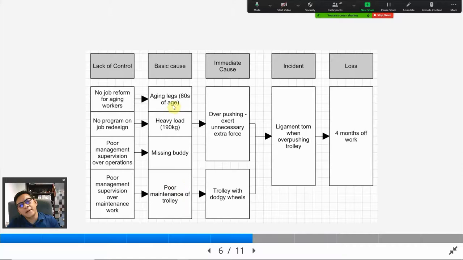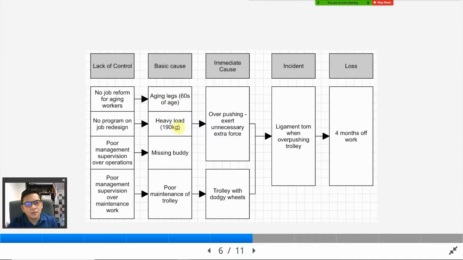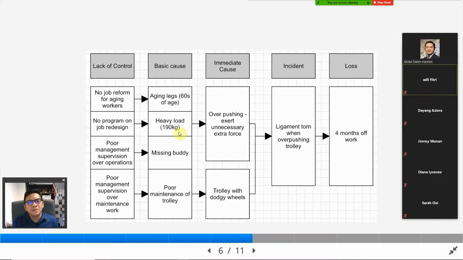So when we ask again, why is all of this happening? Why are there still old people pushing heavy trolleys? Why is there still a trolley that carries such a heavy load? Why does people missing from work still happen without explanation? Why does Mrs. Kelly continue to do work even without her colleague there? And why is the trolley not maintained well? We always ask these questions to find out the real truth behind it.